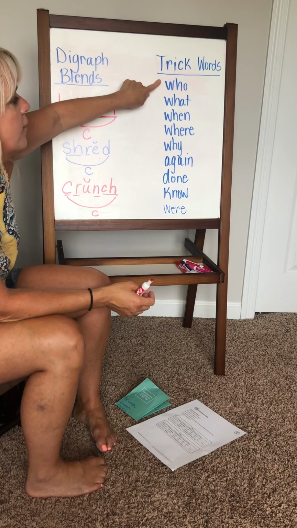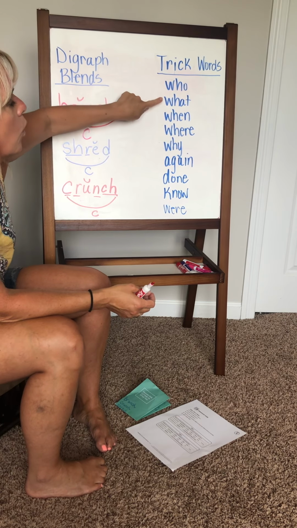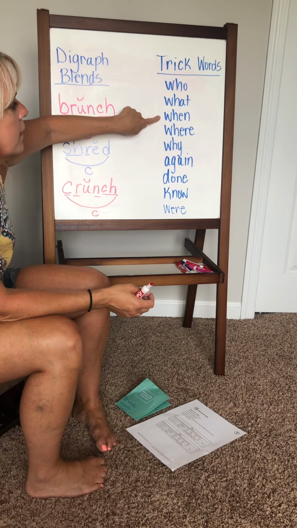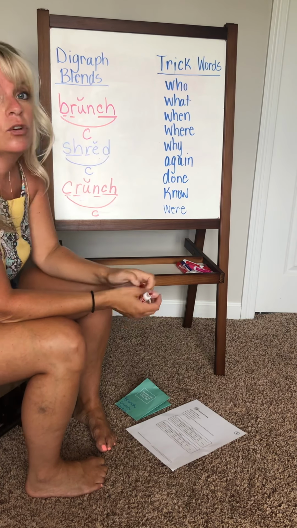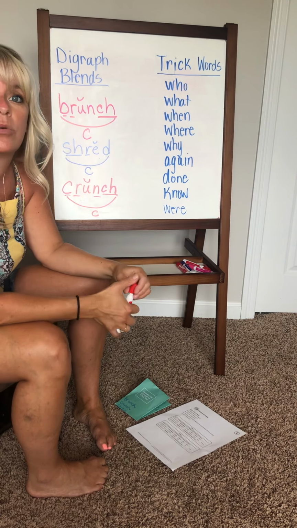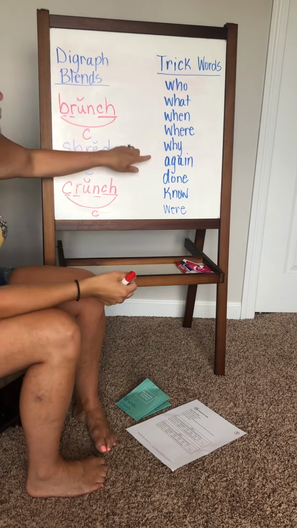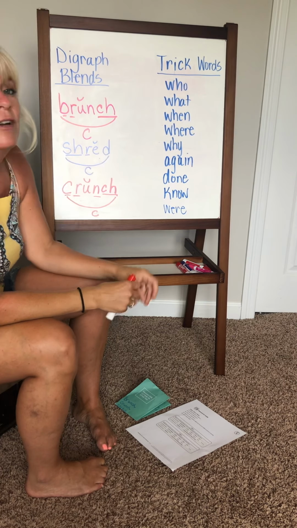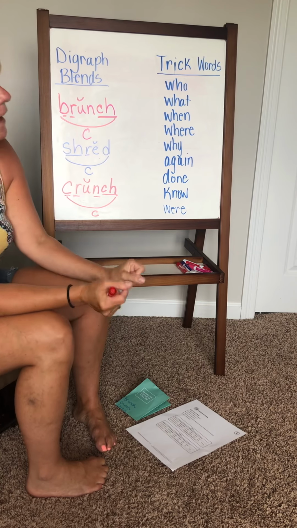Your trick words we went over last week as well. They were the 5 W's when you ask questions. Who, what, when, where, and why. I also added the 4 trick words that we were working on in my sidewalks when we were Zooming together. So the first word is, again, remember, A-G-A-I-N.